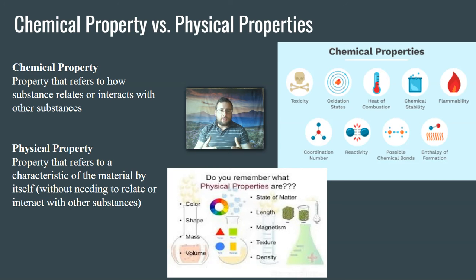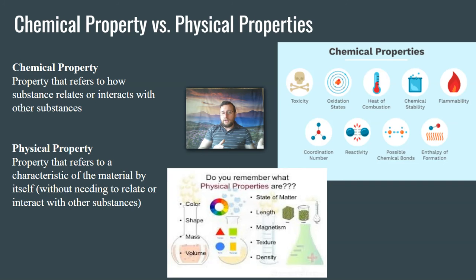The toxicity of something, the oxidation state, the heat of combustion, the chemical stability, the flammability, reactivity, what it can bond to, entropy of formation. All of those concepts only make sense in the context of a chemical reacting to another chemical. And that's why it's a chemical property.